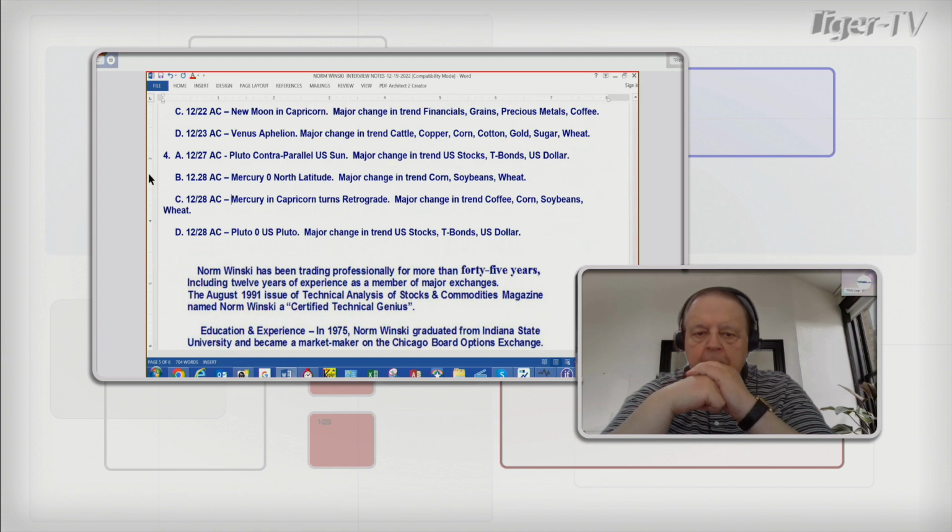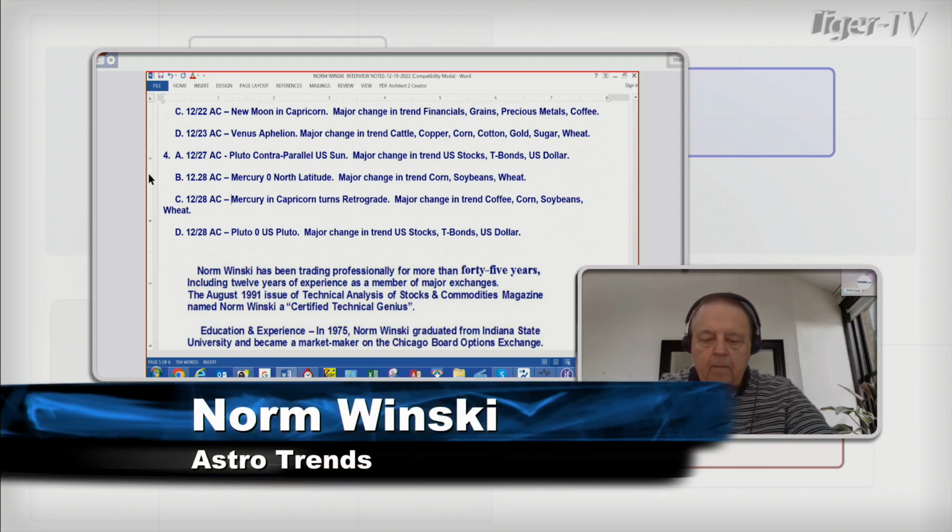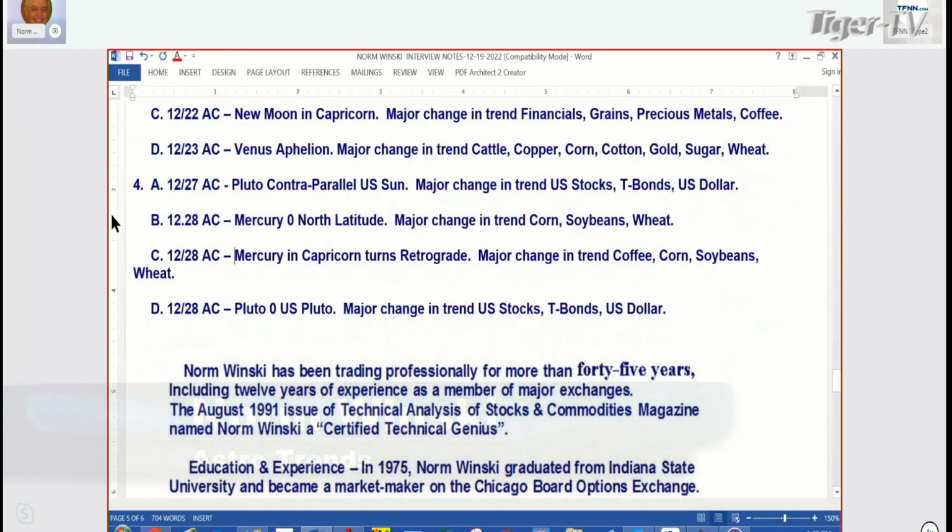These are really key. Okay, Larry, on the night of the 28th, we got a double whammy for Mercury cycles. We have Mercury at 0 north latitude. That's a big deal. And then we also have Mercury in Capricorn turning retrograde.